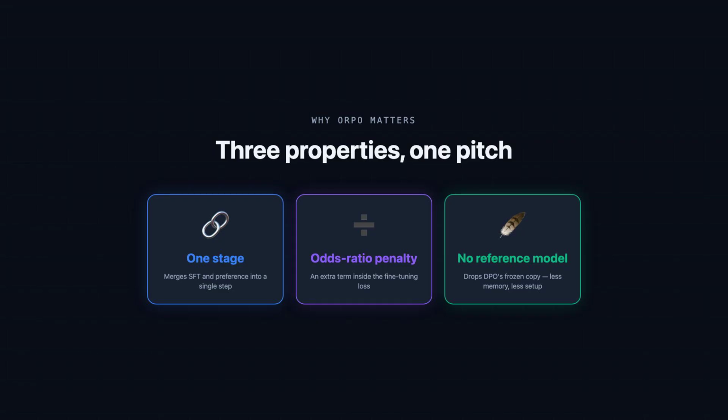And the practical win is dropping the reference model. Methods like DPO keep a frozen copy around for comparison, which costs memory and setup. ORPO needs none of that, and reportedly still delivers strong results, which is a rare combination: simpler and cheaper without obviously giving up quality.